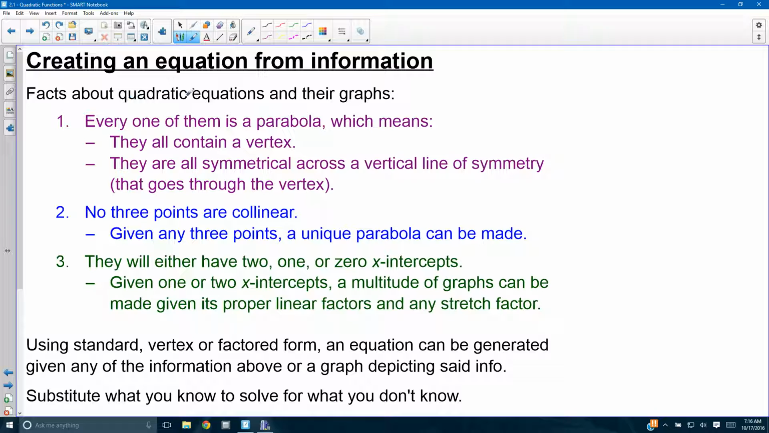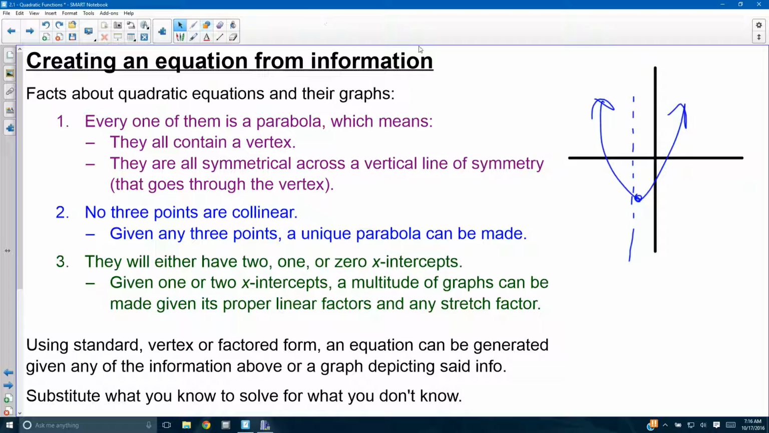Now, here are some facts about quadratic equations and their graphs, and maybe I can draw some things to the side and make sense of what I'm saying. All of them are parabolas, U-shape, which means they all contain a vertex. Hey, there's a vertex. They are all symmetrical across a vertical line of symmetry that goes through the vertex. That's true. Every single one of them.